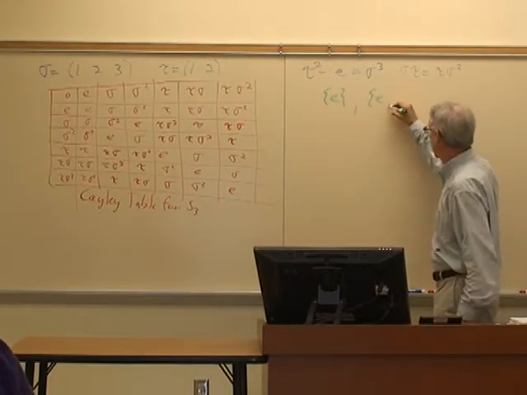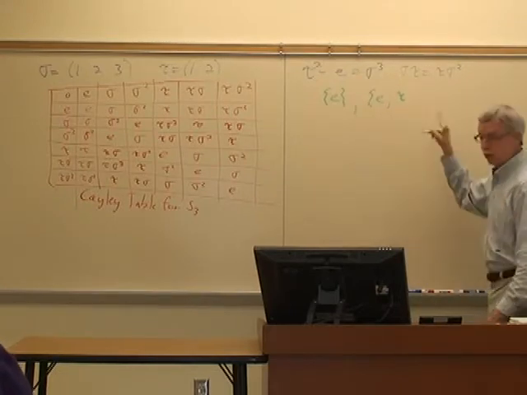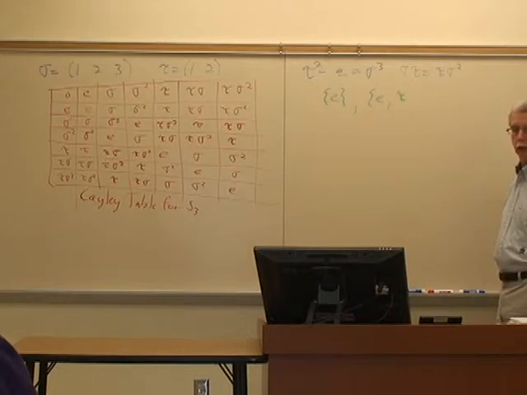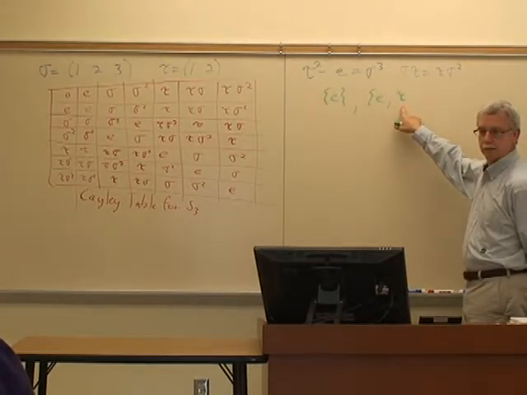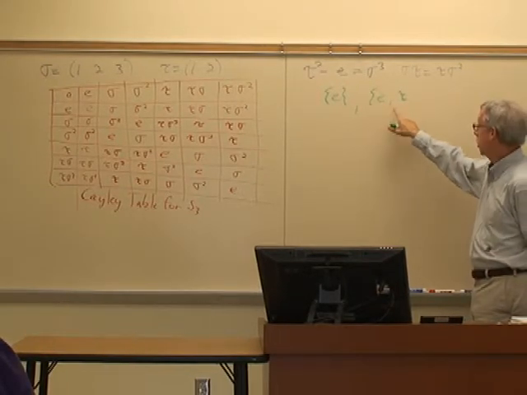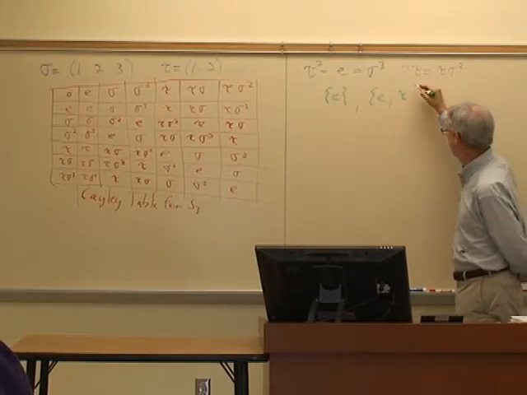Let's try throwing an element in. So I throw in tau. If I just take those 2 elements, do I have closure? Well, what's E times tau? Tau. And tau times E? Tau. And there's only one other question. What's tau squared? E. So this is closed.